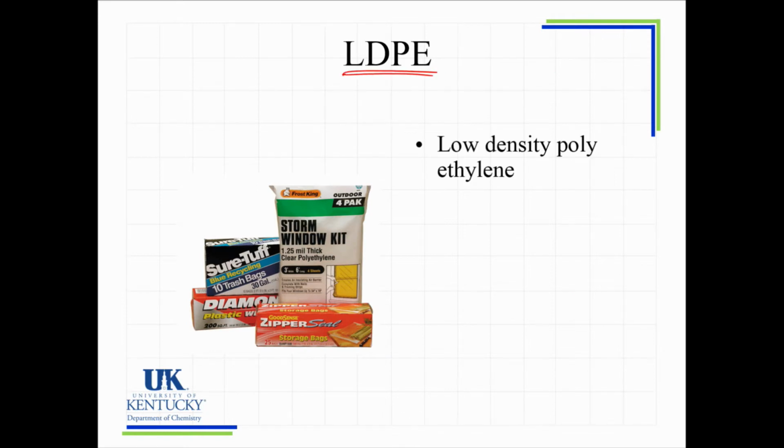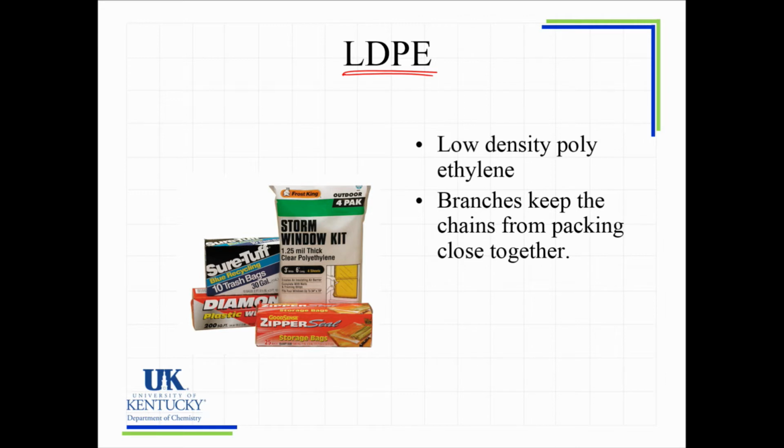It's low density polyethylene. In low density polyethylene, what we have is these long chains of repeating units of polyethylene, okay? So we have our carbon, carbon, carbon, carbon, carbon, carbon, and it's just hydrogens everywhere, okay? We just have hydrogens everywhere.